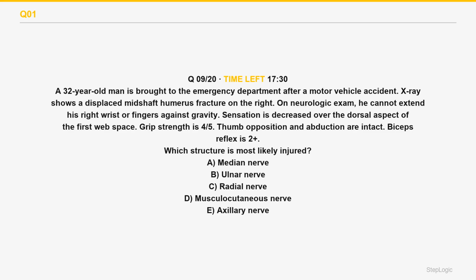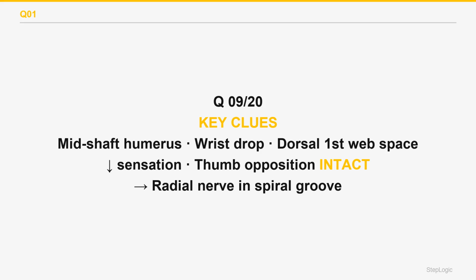Read the command. Which structure is injured? Midshaft humerus fracture. Cannot extend wrist or fingers. Wrist drop. Decreased sensation, dorsal first web space. Radial nerve runs in the spiral groove of the humerus and is the classic injury with midshaft fractures. It supplies all wrist and finger extensors. Wrist drop results. Sensory territory, dorsal forearm and hand, particularly the first web space.